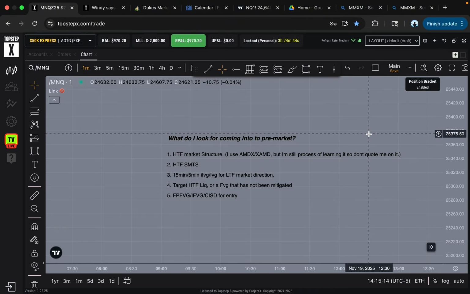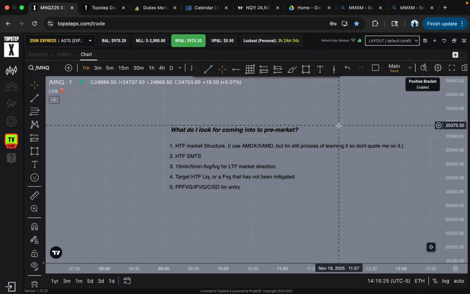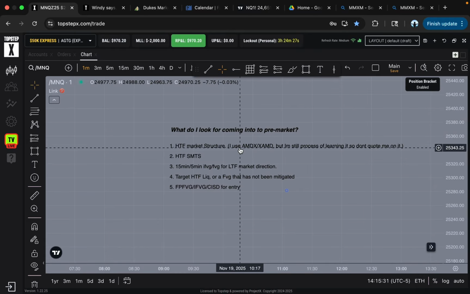Okay, so first thing I wanted to do was, before all these trade recaps I'm about to make, I want to explain to you guys what I look for coming into pre-market, my model. So first thing every trader should be doing coming into pre-market is looking at higher time frame market structure.